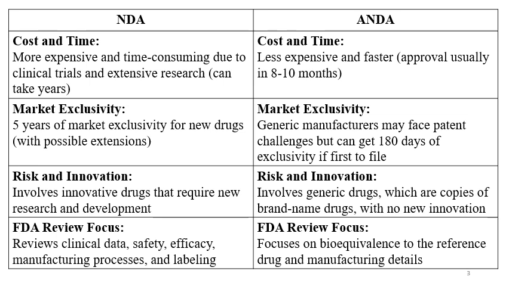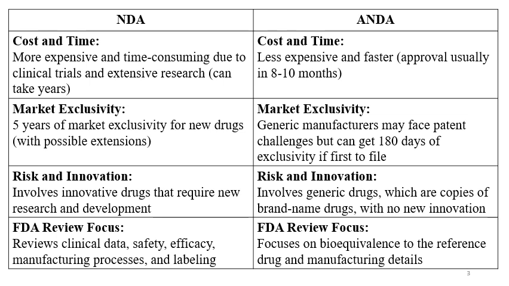Coming to the ANDA cost and time. So ANDA is less expensive in cost and time, and ANDA is approved at a faster rate compared to the time required for NDA. Generally, abbreviated new drug application is approved in 8 to 10 months.